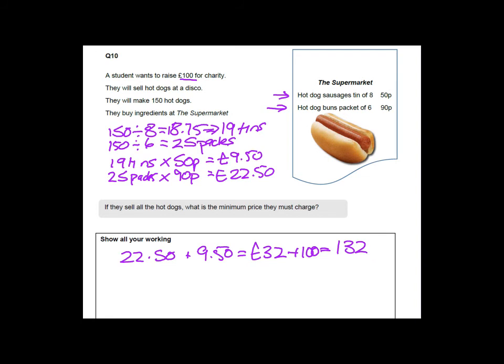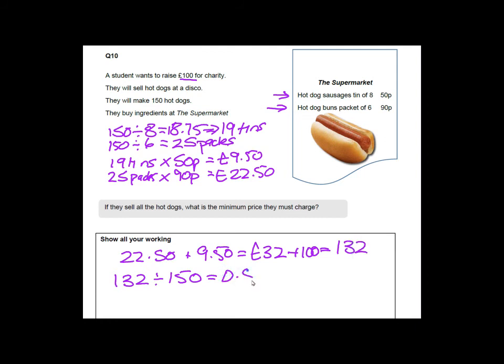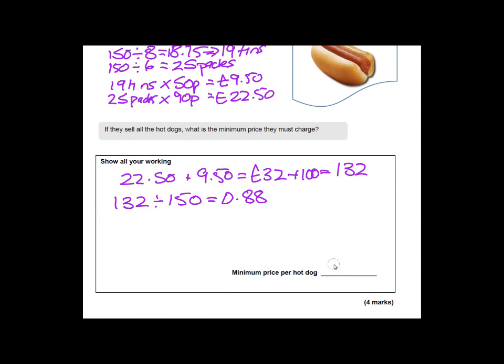So if we take our £132, divide it by our 150 hot dogs that we're going to sell, it's exactly 88 pence. So on the answer line, the minimum price per hot dog would be 88p. And that's worth 4 marks.